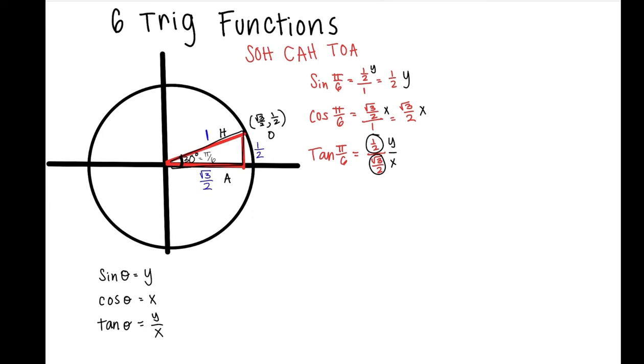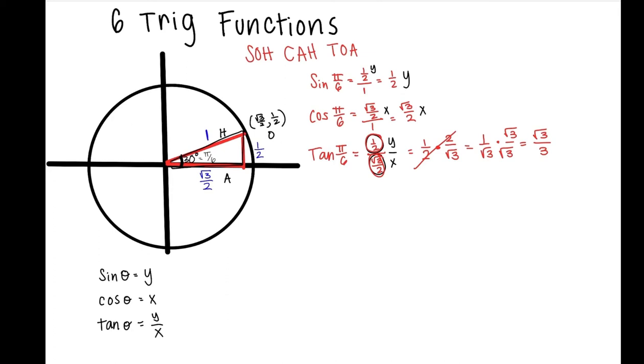Okay, but now I'm going to keep simplifying, like I said. Dividing a fraction by another fraction is the same as taking the top fraction and multiplying by the reciprocal of the other fraction. Now, 2 and 2 will cancel out, and I'm left with 1 over root 3. Again, I need to rationalize this denominator, and I will end up with root 3 over 3 as my tangent of pi over 6. Okay, so these are the 3 basic trig functions that you already know because you could do them with right triangles.